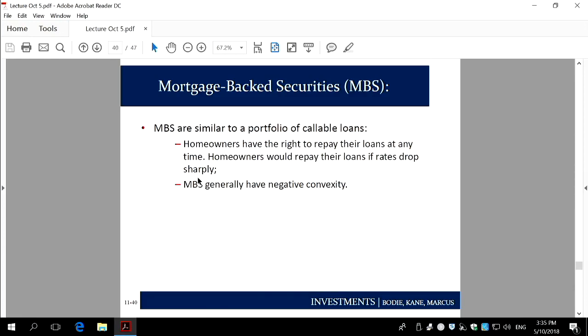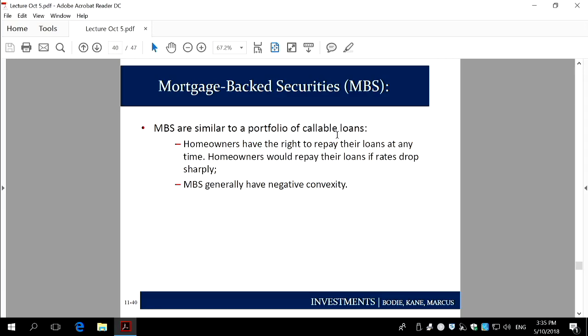One feature of mortgage-backed securities is that they are very similar to a portfolio of callable bonds. Remember callable loans or callable bonds. What does callable mean? It's just the option of the borrower. They have the option to pay back earlier than the maturity date, right?